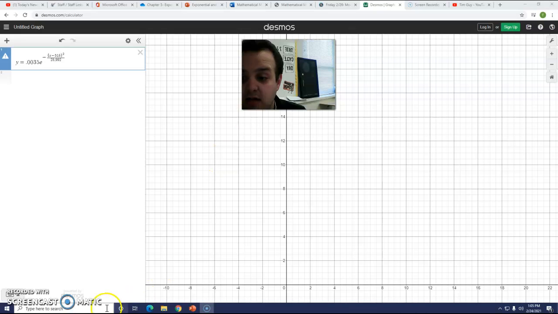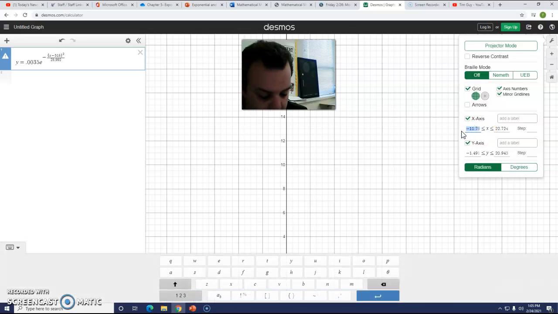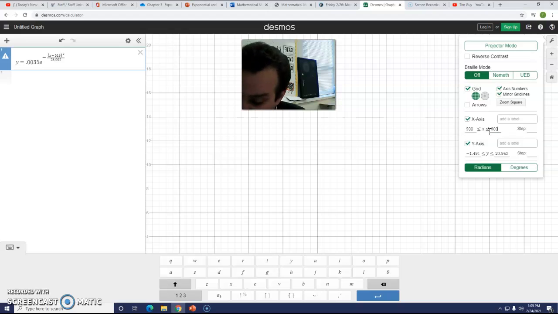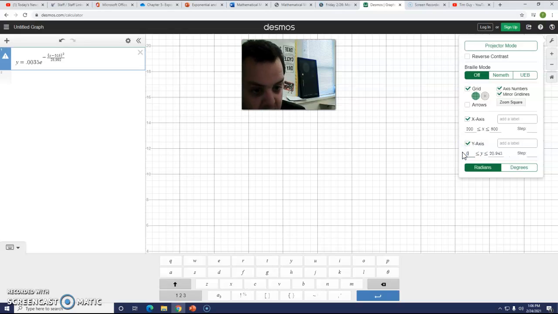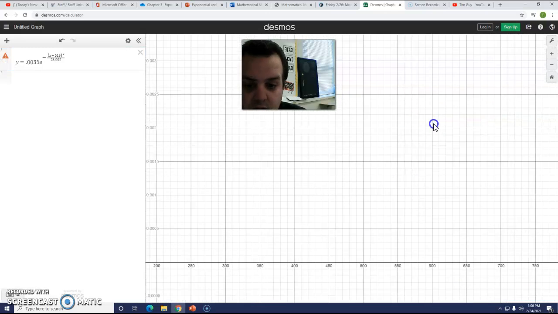I have to change my scale here. We know that our possible score ranges are from 200 to 800, so we're going to look between 200 and 800. In terms of our y's, whenever you're doing one of these normal curves, they're showing really, really small numbers, and you'll see what we're going to talk about in a moment. We're going to go between 0 and 0.004.